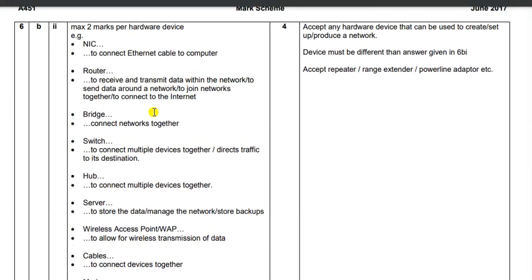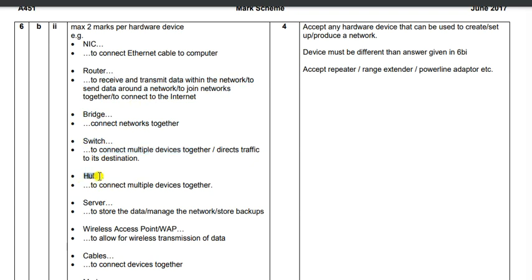So as you can see in the answer key, there is a NIC to connect the Ethernet cable to the computer. Then we have a router to receive and transmit data within the network and to send data around a network. Then you can use a bridge to connect multiple networks together. You can make use of a switch to connect multiple devices together.